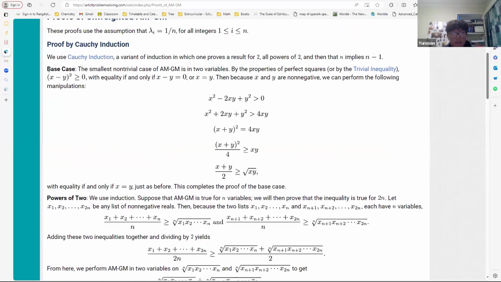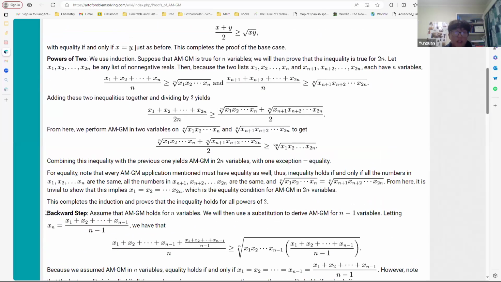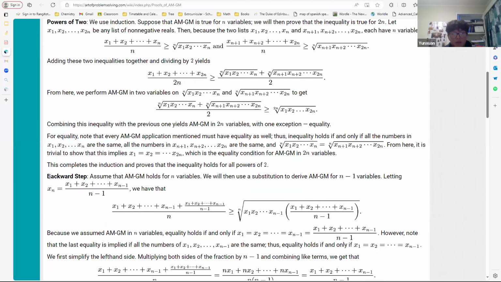Because if we just use the base case and then use the backward step, we'll end up at 0 pretty quickly. But then because powers of 2 can get arbitrarily large, we can just use the backward step to get to all positive integers.